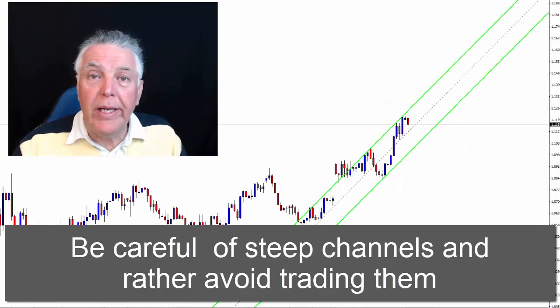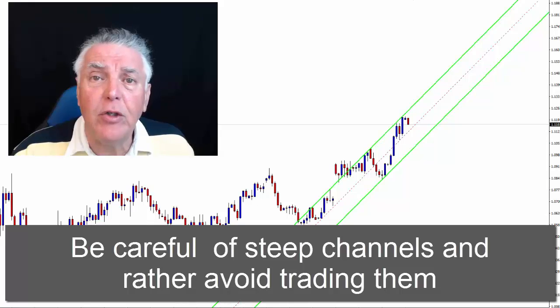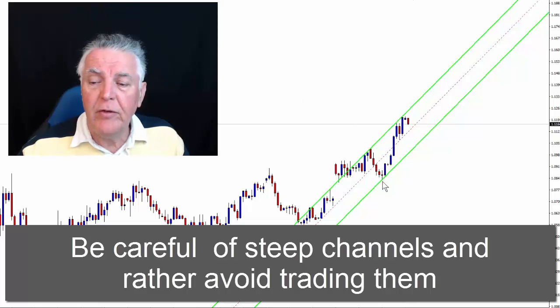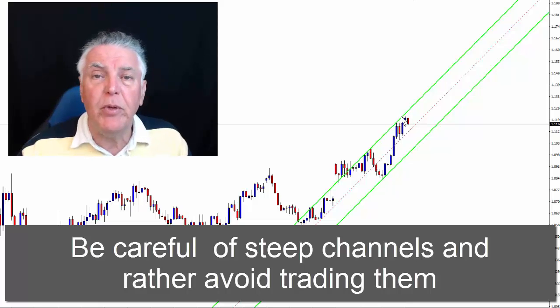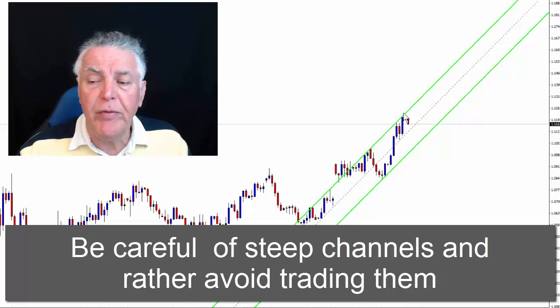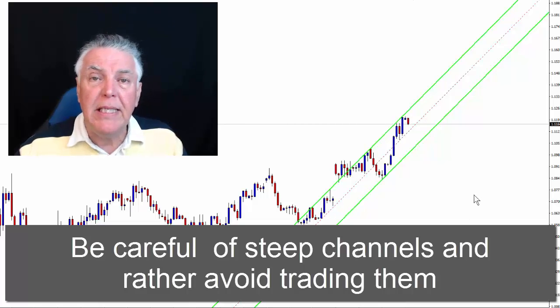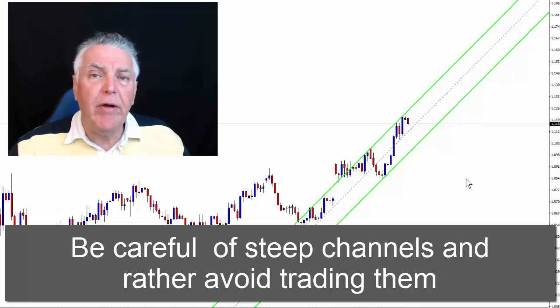Then the next error or warning is not to trade channels that are too steep. On your screen you can see a pretty steep channel. There's a turning point over here, turning point over there, and a potential turning point over there, not proven yet, but it is setting up for a very steep channel. The channel indicator is actually showing a very steep channel. Just be wary of trading steep channels.